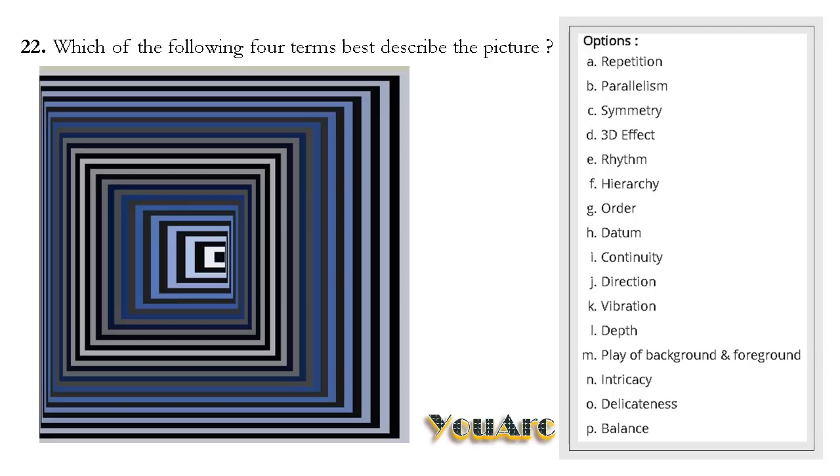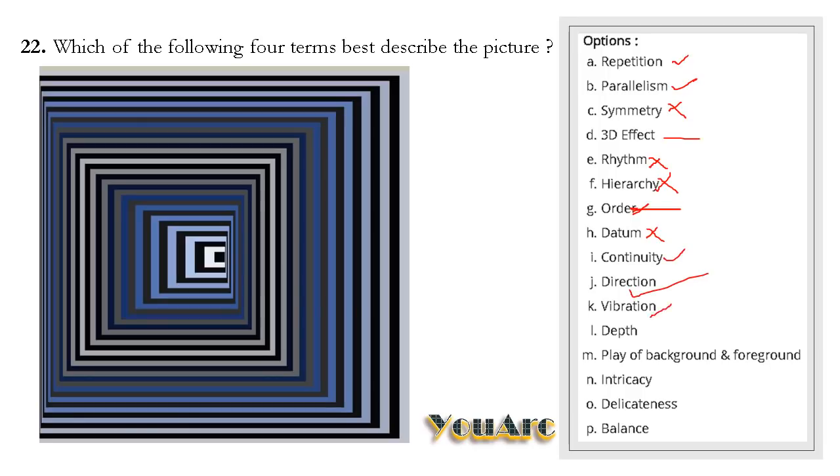So, which of the four terms best describe this picture? Let's see the options. Repetition, yes. Parallelism, yes. Symmetry, no. 3D effect, yes. Let's keep that as an option. Rhythm, no. Hierarchy, no. Order, yes. Let's keep that. Some order is there. Datum, no. Continuity, yes. It has continuity, yes. Definitely, it has a direction.